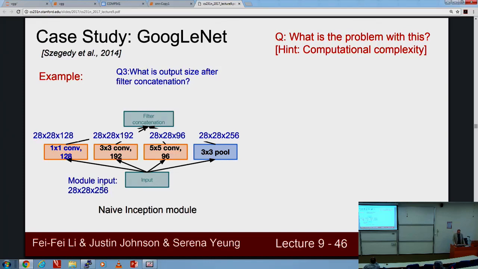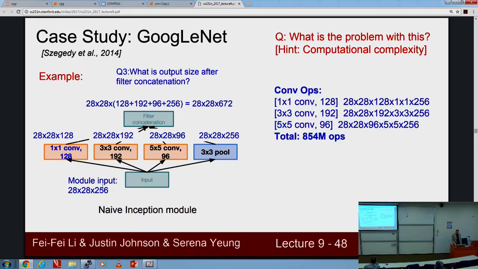So what's my output size after I concatenate filters? Final output size? Yes, 28 by 28, and then add up all the third numbers together, and that's the number of channels you have. That's right. So it happens to be 672. So I went from 256 to 672.